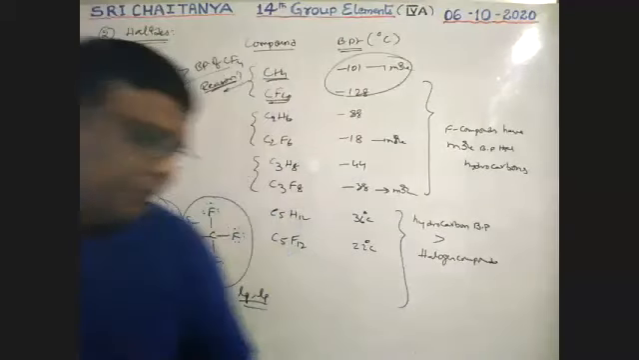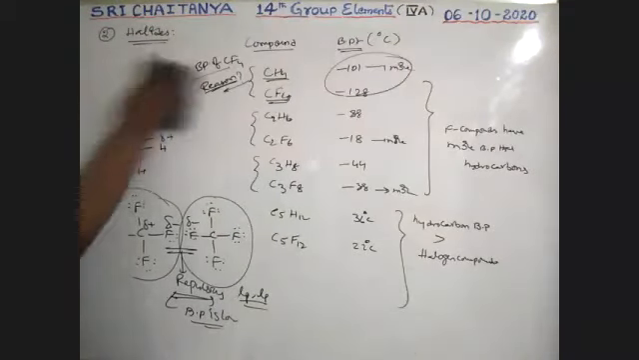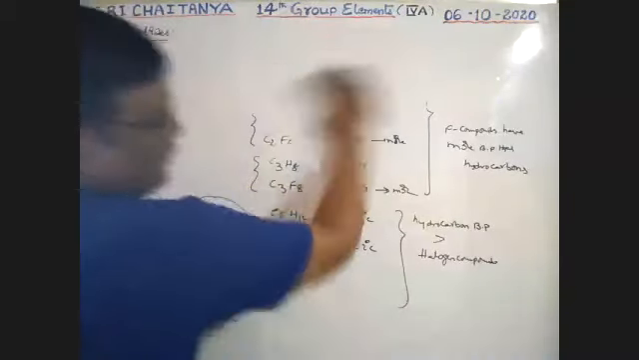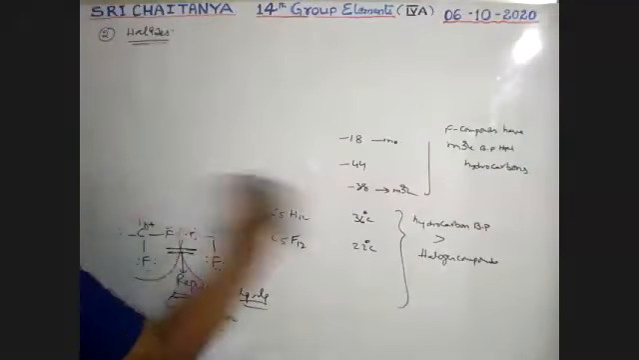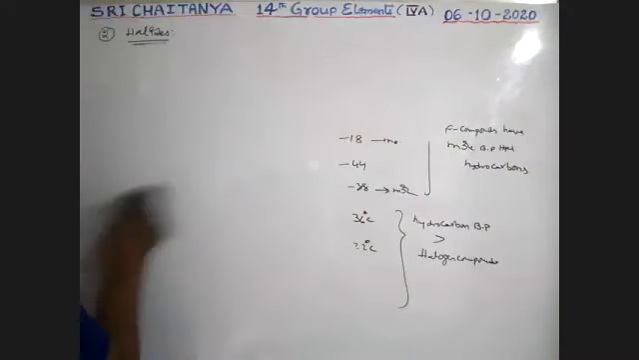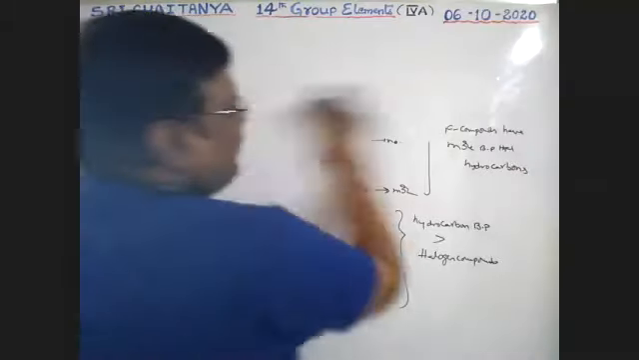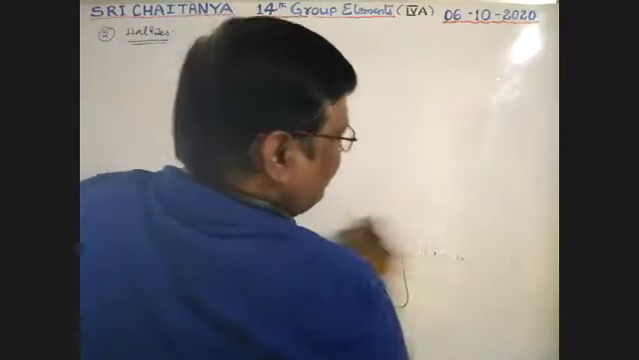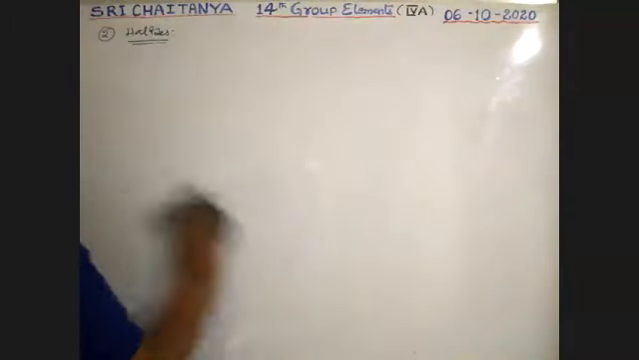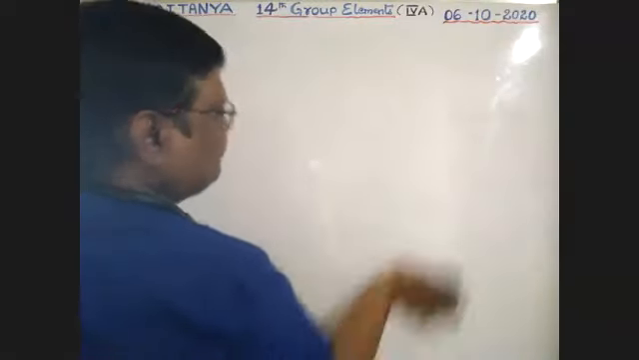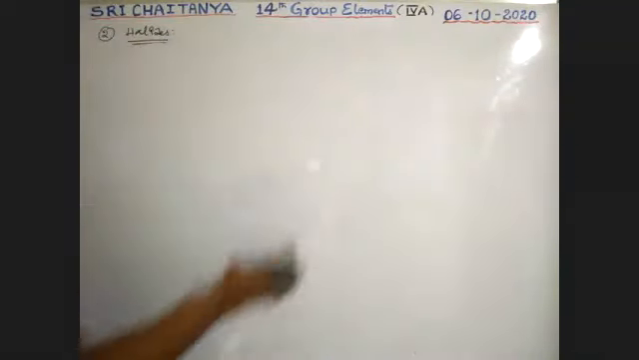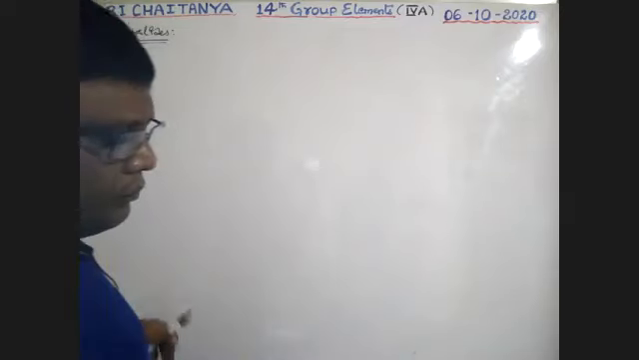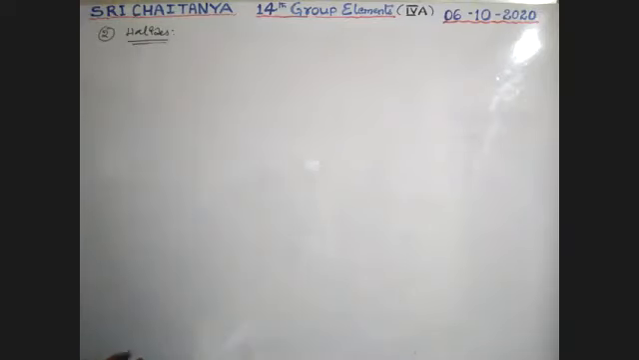Next point. It is a very, very important point. Comparison between hydrocarbons and fluorocompounds, because hydrogen and fluorine have almost the same size, but not electronegativity.